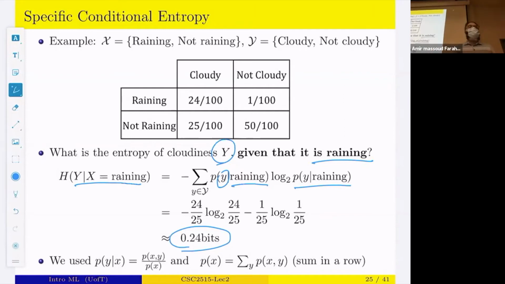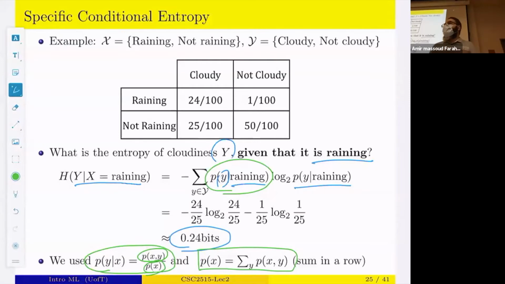It's good for you to go through this computation and see whether it's accurate or not. In order to compute this, we need to be able to compute these conditional probabilities. We can essentially use Bayes' rule. We know P of X and Y. We need P of X, but P of X is essentially the marginalization of Y out. So we can do all these computations. This is the idea of conditional entropy when X is some specific value.